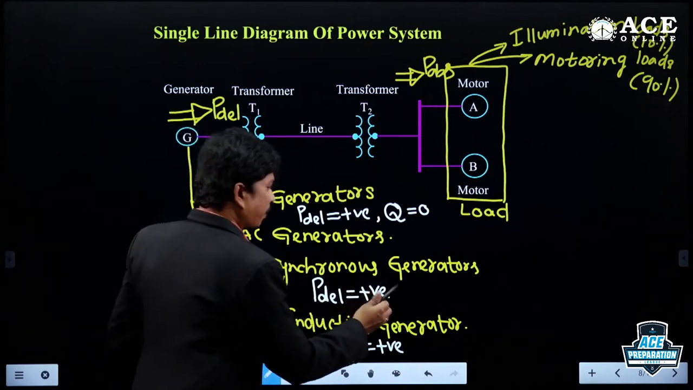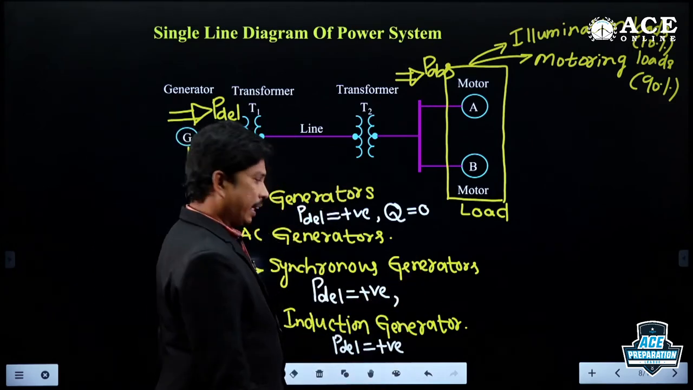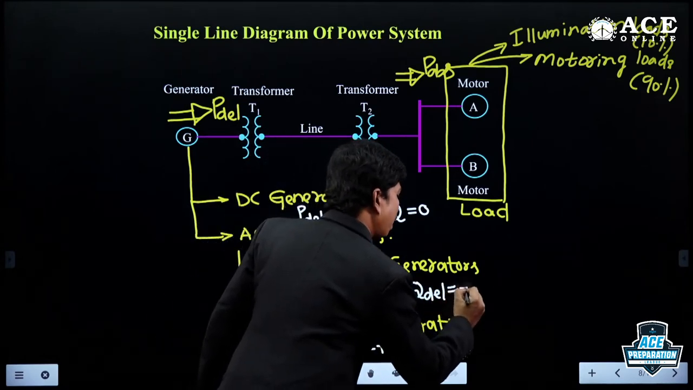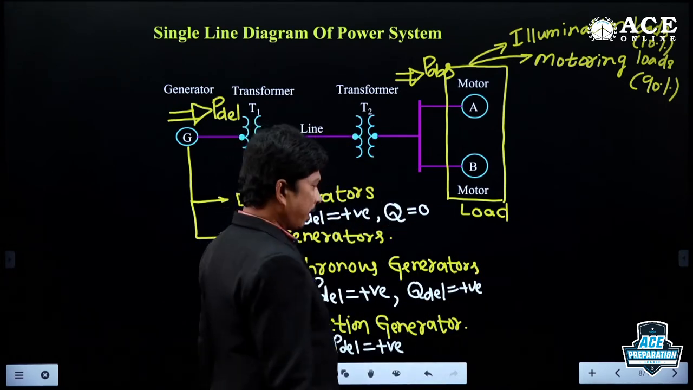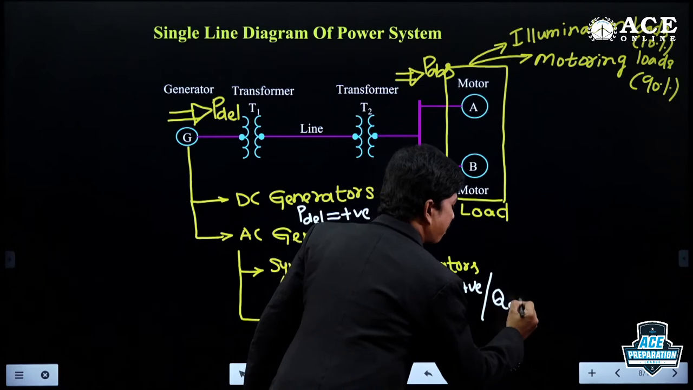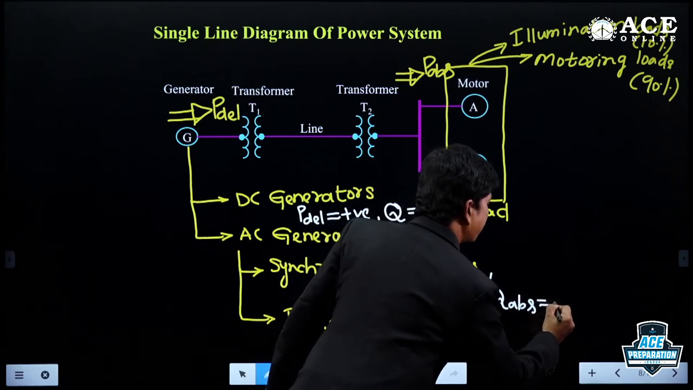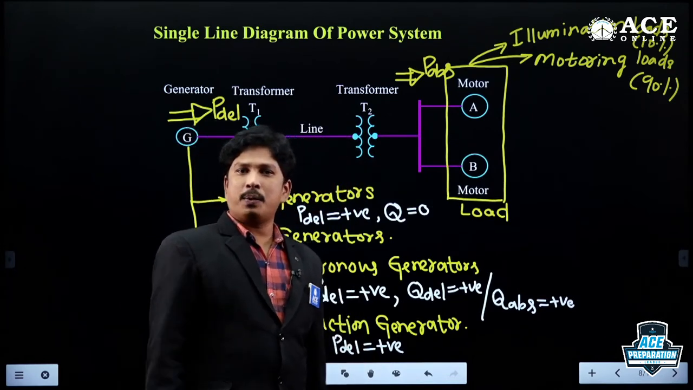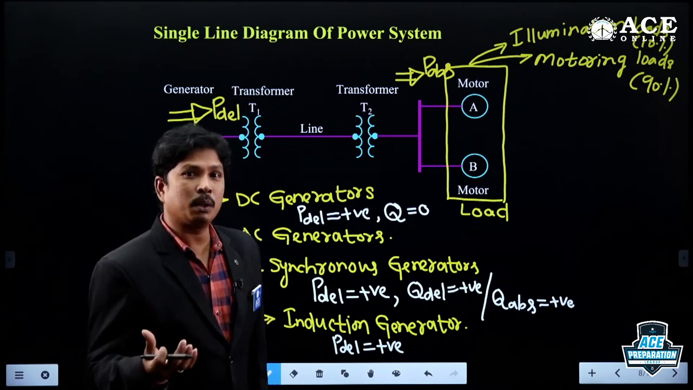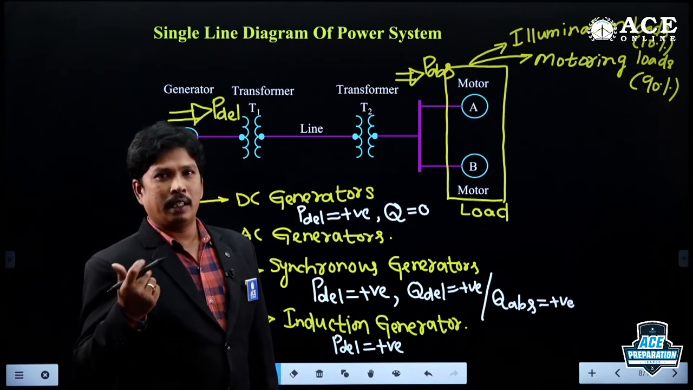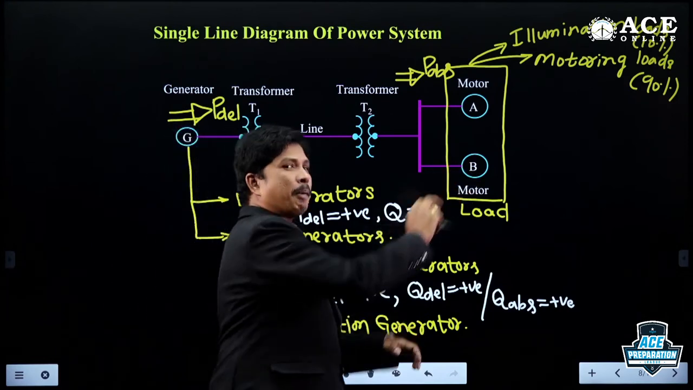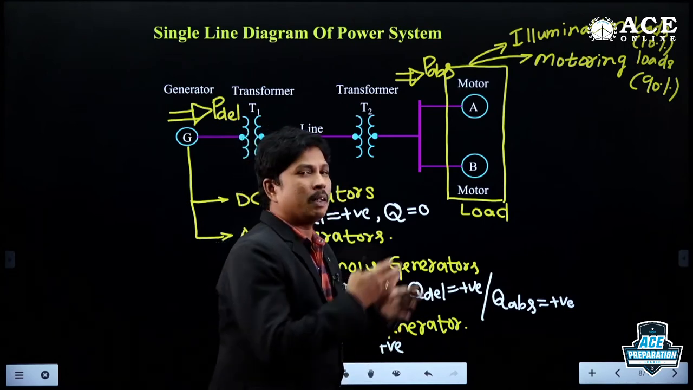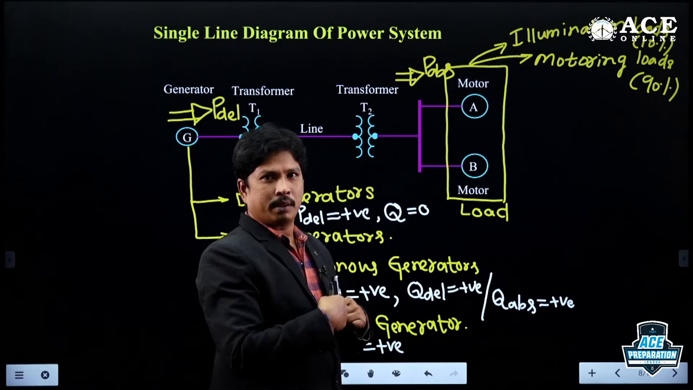Now see here. This synchronous generator is able to deliver a positive value of reactive power, or it can absorb a positive value of reactive power. It cannot do both at a time. Once it is delivering a positive value, it is not going to absorb; it is going to absorb a negative value. You can write, I am giving +2 means I am taking -2. That is the meaning of that.